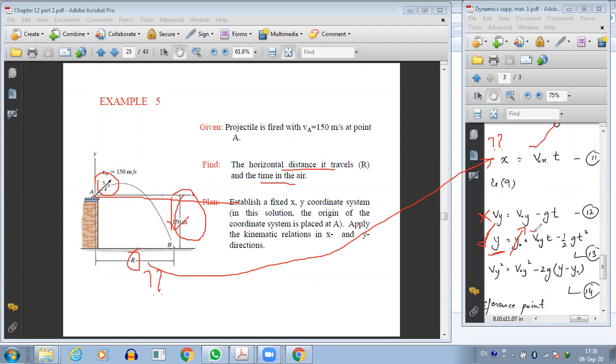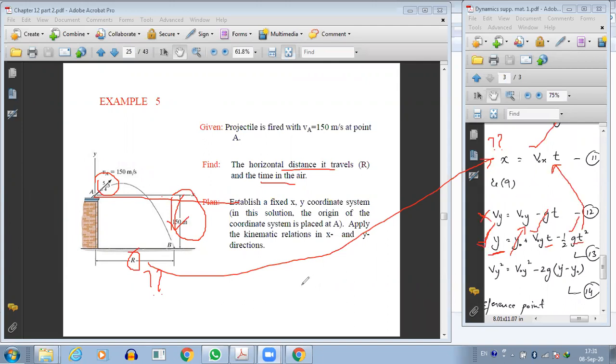So we know our Y. V naught Y, we know, because the initial velocity we know. Time we don't know. G we know. So we know everything except time. So we will find what is time. And once we have time, we will substitute the time here to get what is R. Is it clear or not? Clear. Good.